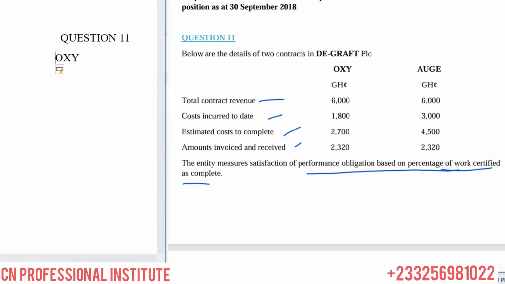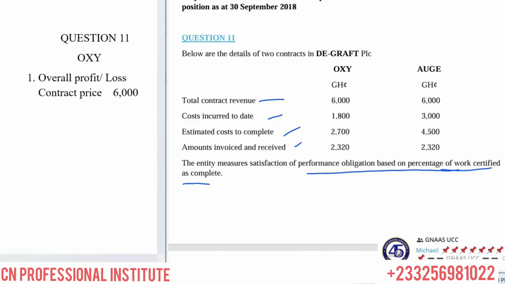Okay, so Oxy, we said the first thing to do is we have to check if there's overall profit or loss, and that is the contract price. What's the total contract price for Oxy? 6,000. So we have 6,000 as the total contract price. Let's look at total cost for Oxy.